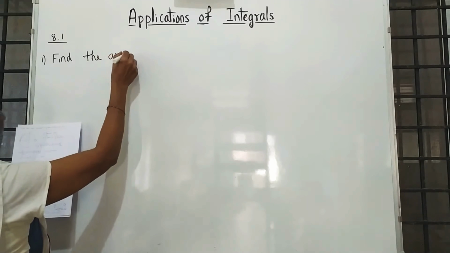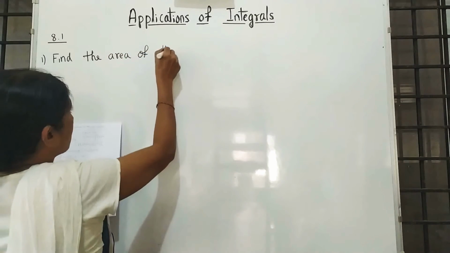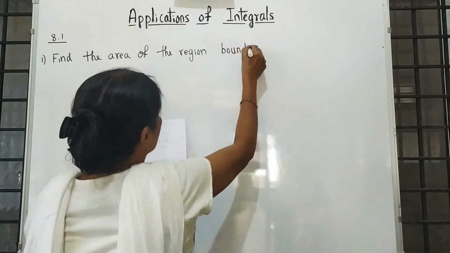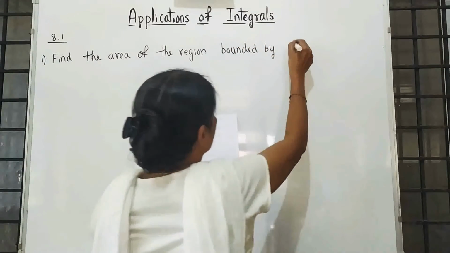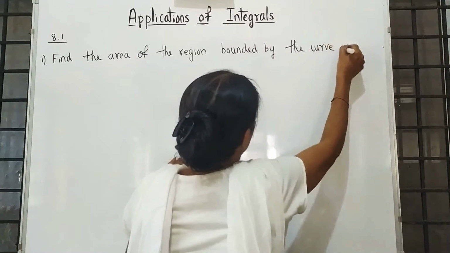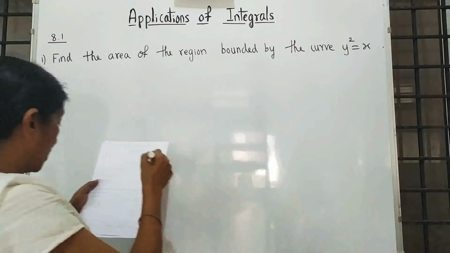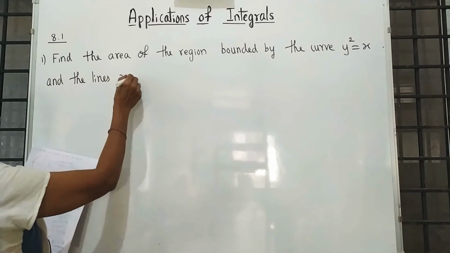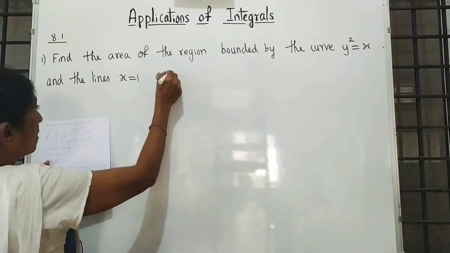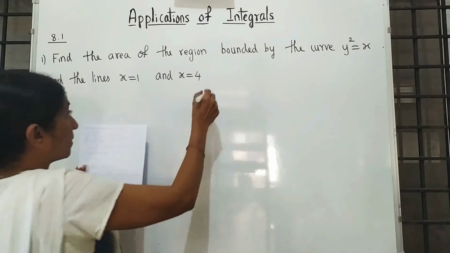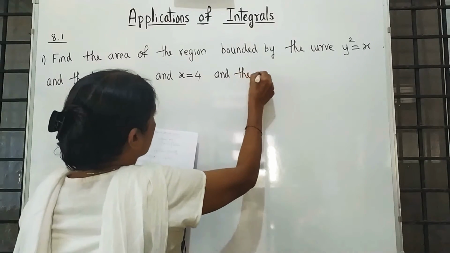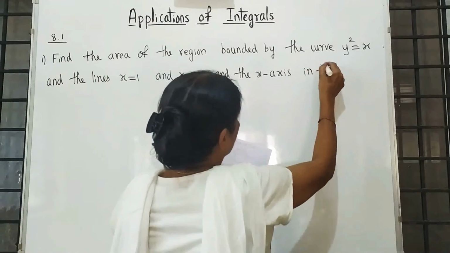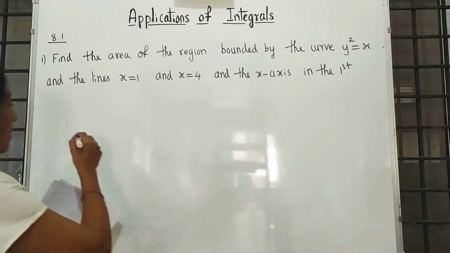Find the area of the region bounded by the curve y square is equal to x and the lines x is equal to 1 and x is equal to 4 and the x-axis in the first quadrant.